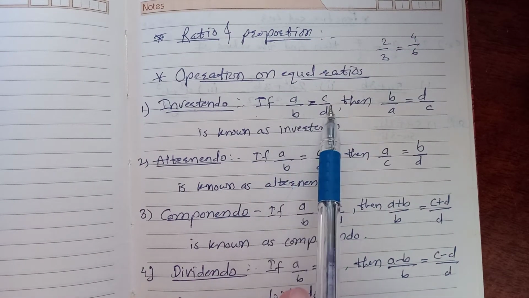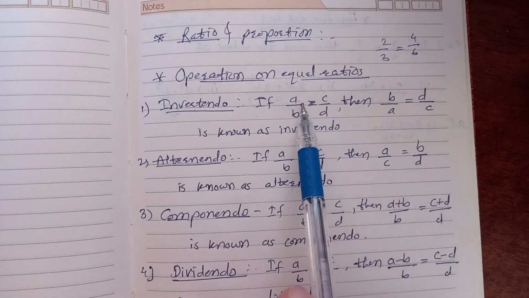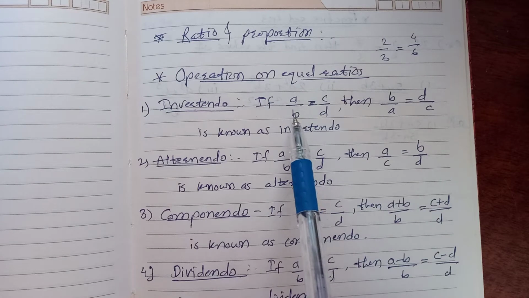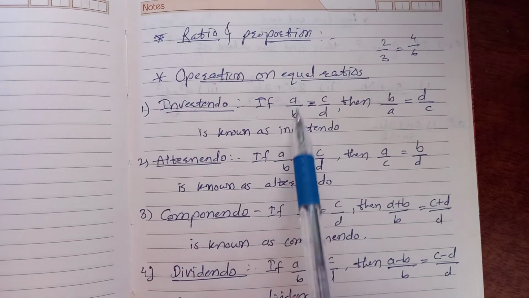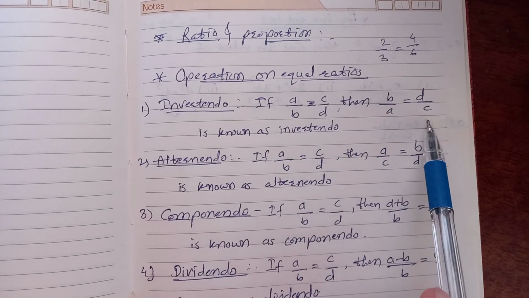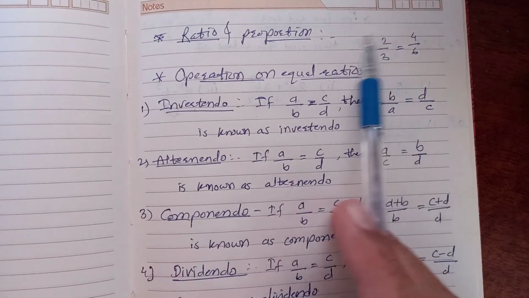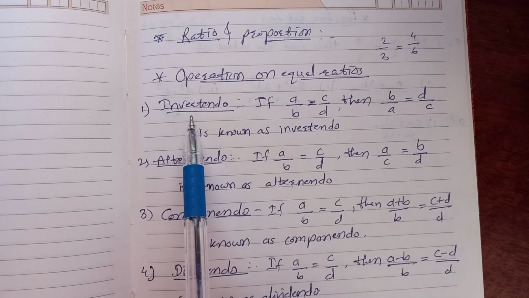If A upon B is equal to C upon D, these two ratios are equal, then invertendo means inverse. You have to take the denominator in the numerator place and the numerator in the denominator place. Here A upon B becomes B upon A, and C upon D becomes D upon C. For example, 3 upon 2 and 6 upon 4. If you check, they are also equal by the invertendo property.